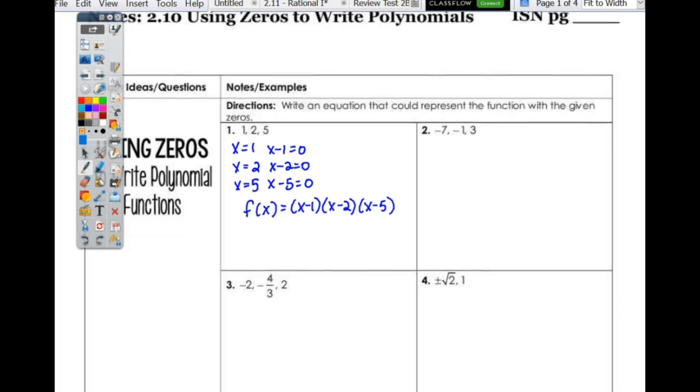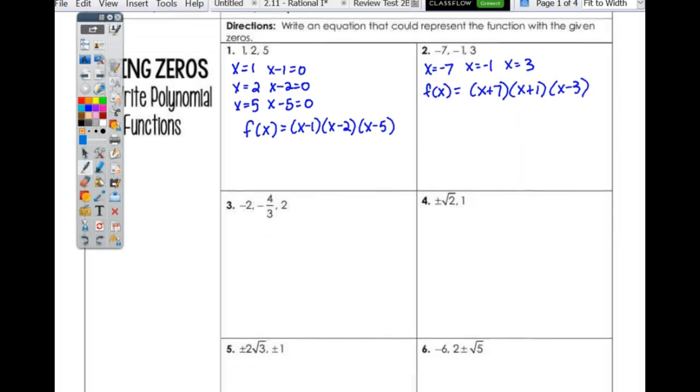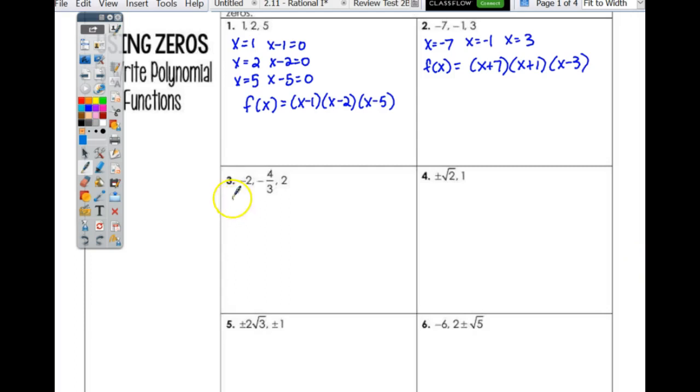So we would do number 2 the same way. If I wrote my f of x, so I would write this the same way, and we'll come back and finish this one. So let's look at number 3. If I have x equals negative 2, x equals negative 4/3, and x equals 2, so my f of x is going to be x plus 2 and x minus 2.